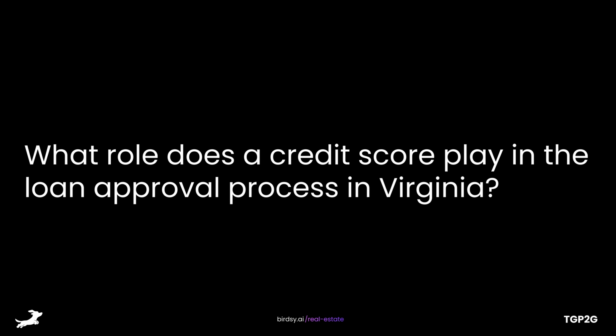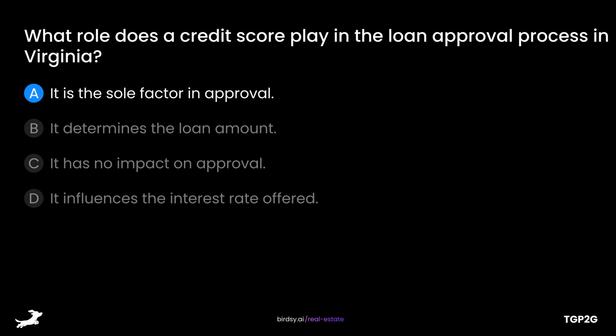What role does a credit score play in the loan approval process in Virginia? Is it A. It is the sole factor in approval, B. It determines the loan amount, C. It has no impact on approval, or D. It influences the interest rate offered? The answer is D. It influences the interest rate offered.